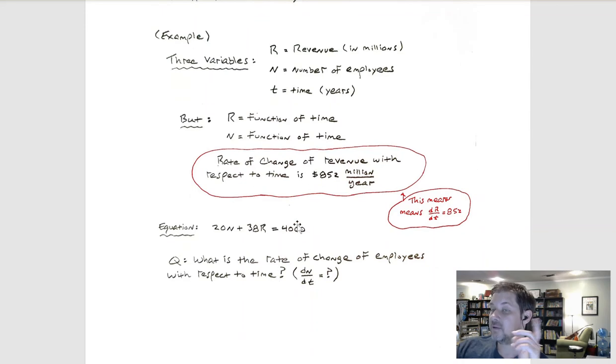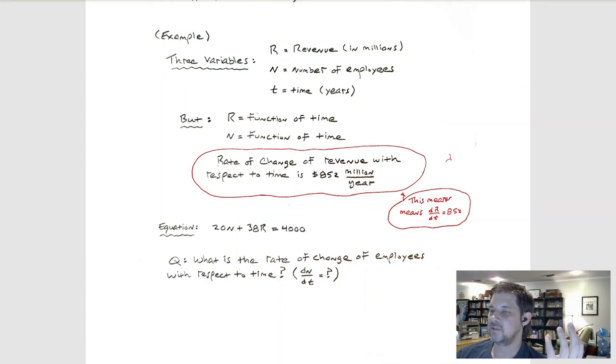Now, say I'm also told that I know how fast the revenue is changing in time. The revenue is a function of time, and it goes up and down. So suppose I'm told that the rate of change of revenue with respect to time is $852 million per year. That's a derivative. Rate of change means derivative. Okay, so I wrote it here.